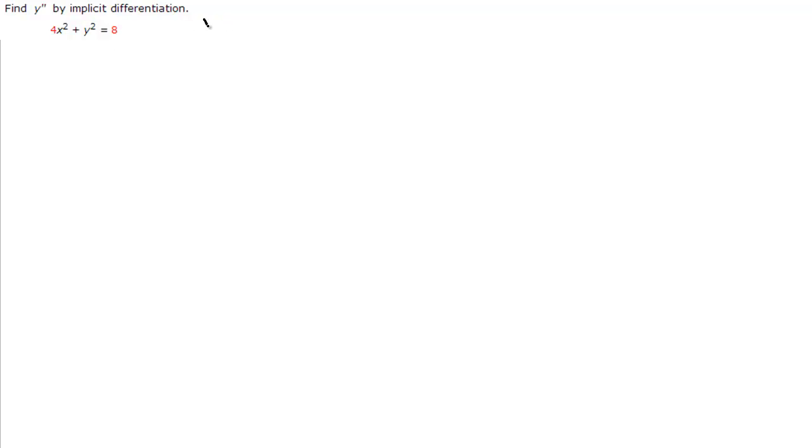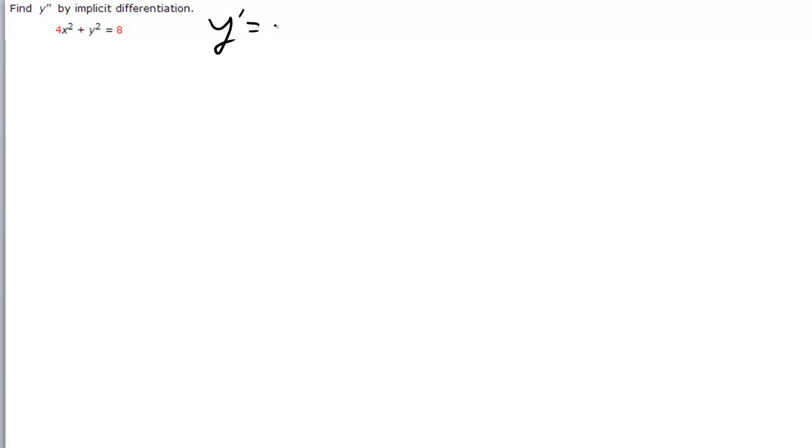Take the first derivative very simply, right? You just get 8x plus 2y y prime, because it's like the chain rule. With implicit differentiation, you take the derivative with respect to y, and that's where you get 2y, and then times the derivative with respect to x, and that's where you get dy dx, which is just y prime. And then, of course, the derivative of 8 is 0. So that's our first step, right?